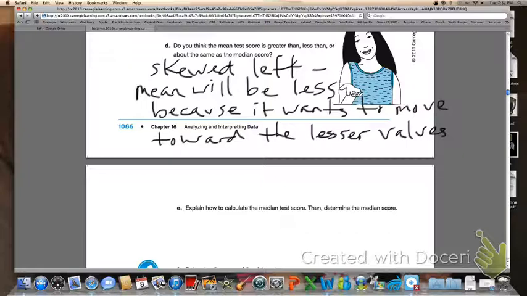So this question for letter D is asked right after letter C. Your answer for letter C, if you remember back, was skewed left. That's going to mean then that for letter D, the mean will be less than the median. In order to balance the data, the mean will need to move toward the lesser values.